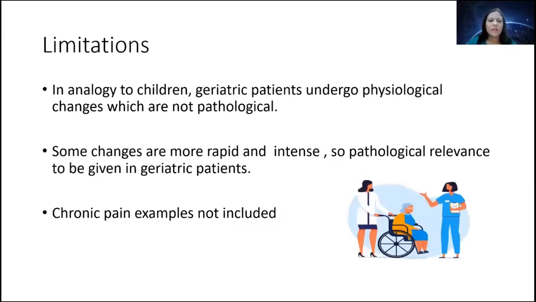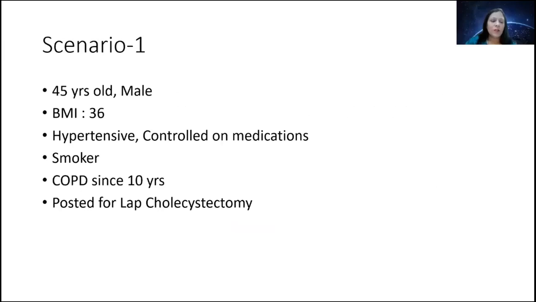Like any other system, there are a few limitations in the ASA 2020 guidelines also. One of the very important factors which has been missed is geriatric patients. Like children, they also undergo physiological changes which are not pathological. Some changes are more rapid and intense, so they have a pathological relevance and should be included in further modification of the ASA guidelines. Also, there is no mention of chronic pain examples, which can be further considered. Thank you very much. Now I will discuss the scenarios.